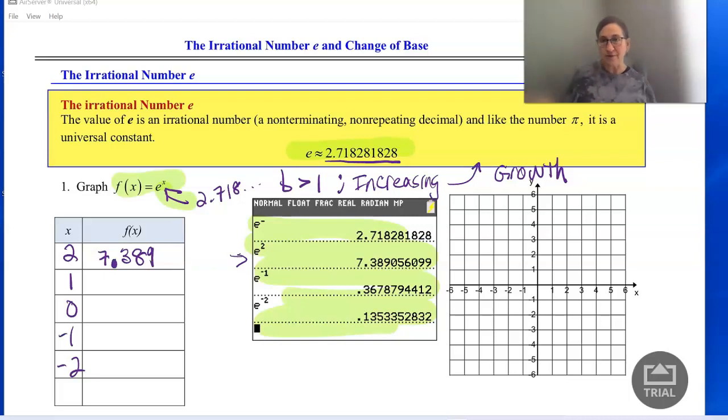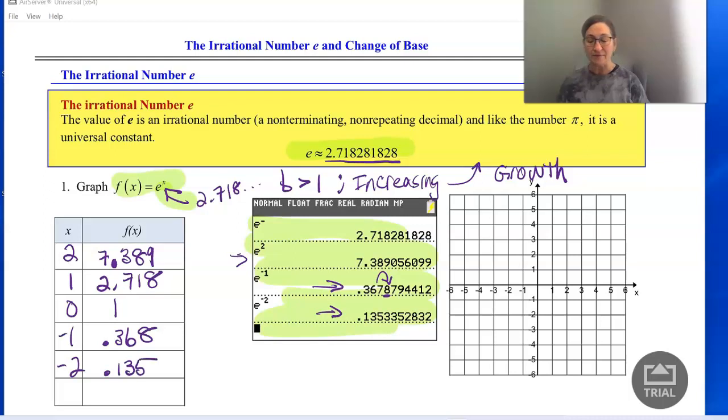Then you put in e to the first, and that's going to be 2.718. E to the 0 is just going to be 1, because anything raised to the 0 power is 1. Then you put e to the -1. Well, we've got that answer right there. So that's going to be 0.367, but I'm going to round that up to 8. You look right there, there's your decision maker. And then you put e to the -2, and that's going to give you 0.135.